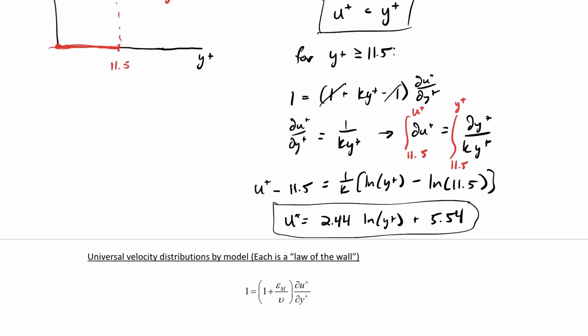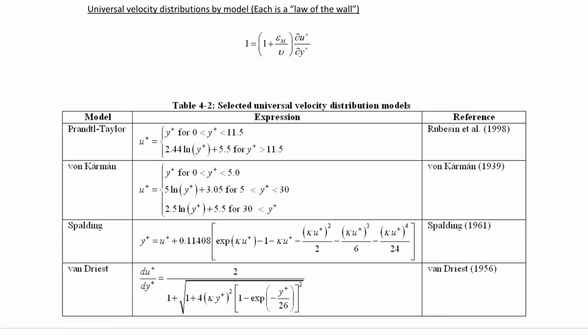So this table down here just shows you what we just did. We went through the steps and came up with our velocity profile for the Prandtl-Taylor model. You see it right there. Hopefully it matches. If you were to do the same thing for the other models that we had, you would get the equations that are given here. In this model, you have three regions where you're trying to deal with this stuff.